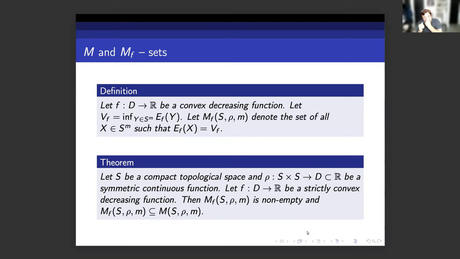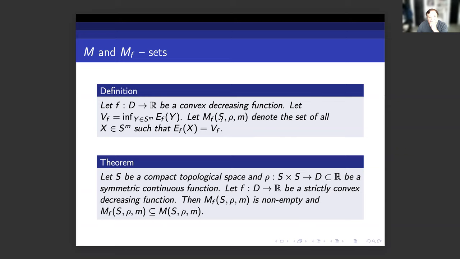In general consideration, suppose we have some set D. Let f be any function defined on some subset of real numbers, and let f be a convex decreasing function. We can consider also some minimum energy, which we call V sub f. It is just the minimum energy, the infimum over all sets of size M.